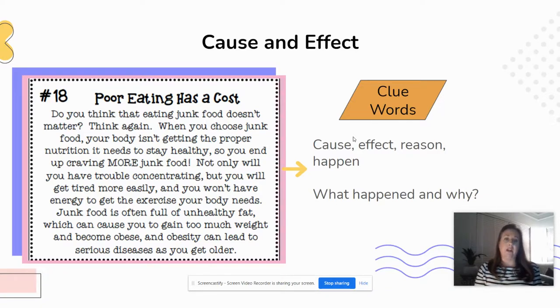Okay, so poor eating has a cost. Do you think that eating junk food doesn't matter? Think again. When you choose junk food, your body isn't getting the proper nutrition it needs to stay healthy, so you end up craving more junk food. Not only will you have trouble concentrating, but you will get tired more easily, and you won't have the energy to get the exercise your body needs. Junk food is often full of unhealthy fat, which can cause you to gain too much weight and become obese. And obesity can lead to serious diseases as you get older.